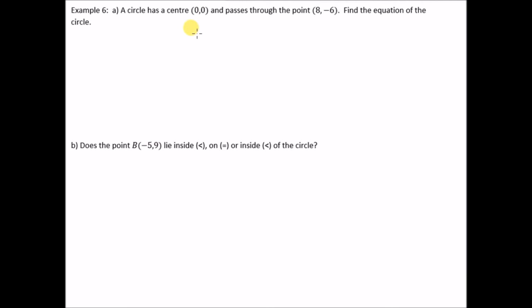All right, example 6. A circle has the center of 0, 0. Okay, all this means, has center of 0, 0, is that we can use this equation. Okay, and passes through this point. Find the equation of the circle. So we only have a point, but this is convenient because this point is x comma y. All we want to do, if you think about it, 8 comma negative 6.